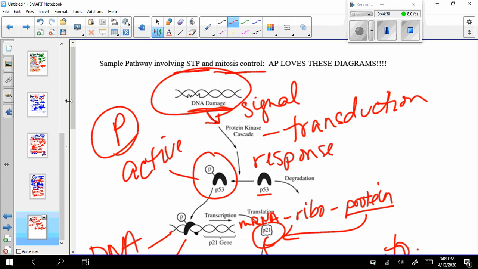So I am going to give you some more practice problems on AP Classroom, and I want you to go through diagrams like this and write out what's happening, what are the steps, what would happen if this pathway was on, what would happen if this pathway was off. All right, and then we will Zoom on Thursday, and I will go over any questions that you have.